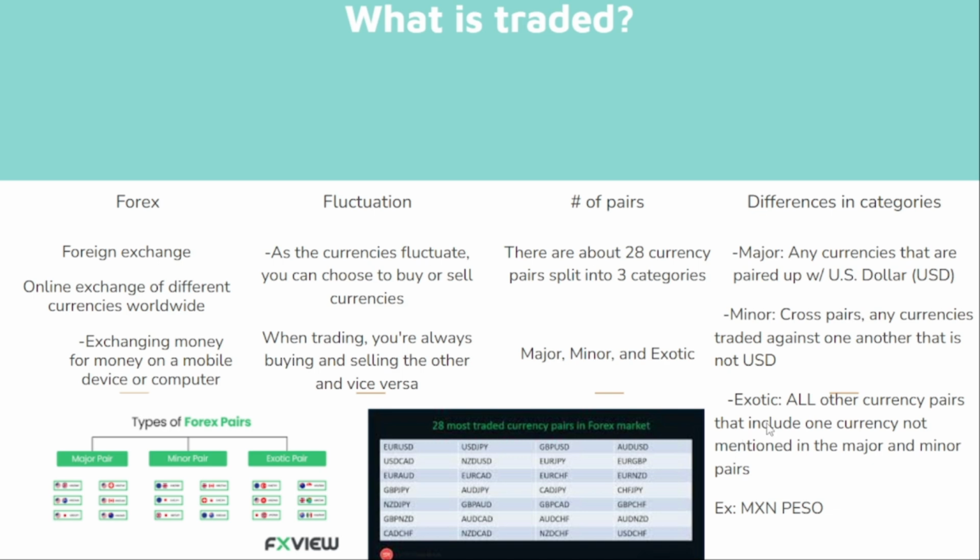The third category is considered exotic. So what do I mean by exotic? If you want to think about something exotic, me as a guy, when I think exotic, I think foreign, like a tiger, something where it's hard to reach. Exotic is basically all other currency pairs that include one currency not mentioned in the major and minor pairs. So exotic is basically everything that's not here.